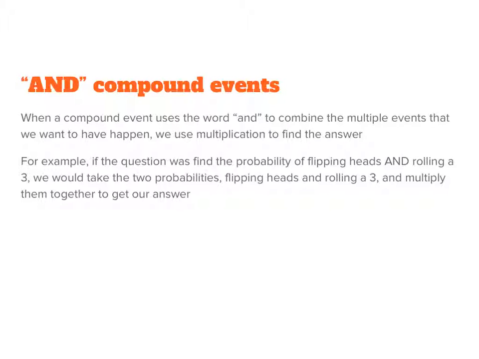So we're going to look at AND compound events. When a compound event uses the word AND to combine the multiple events that we want to have happen, we need to use multiplication to find the answer. For example, if the question was to find the probability of flipping heads and rolling a 3, we would take the two probabilities, the probability of flipping heads and the probability of rolling a 3, and multiply them together to get our answer for the probability of flipping heads and rolling a 3.